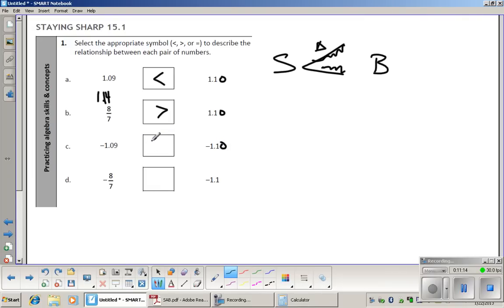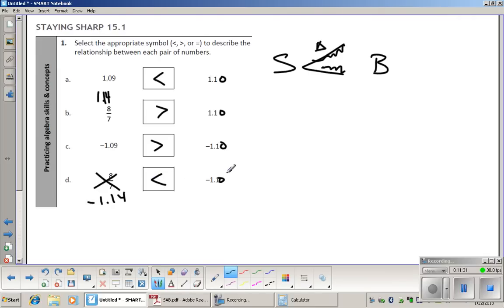Okay, so this should be negative 1.14. Which is bigger? Well, which would you rather owe, $1.14 or $1.10? $1.14 definitely is more money to owe, which makes $1.10 the bigger of the two.